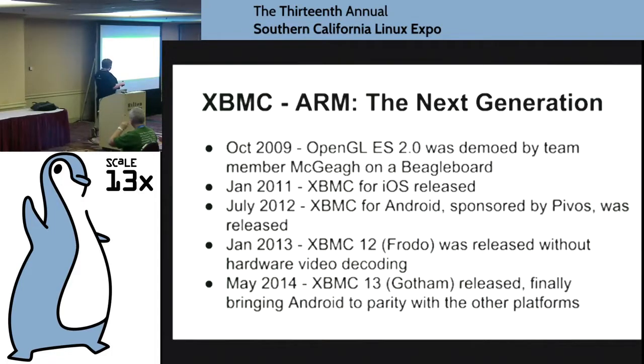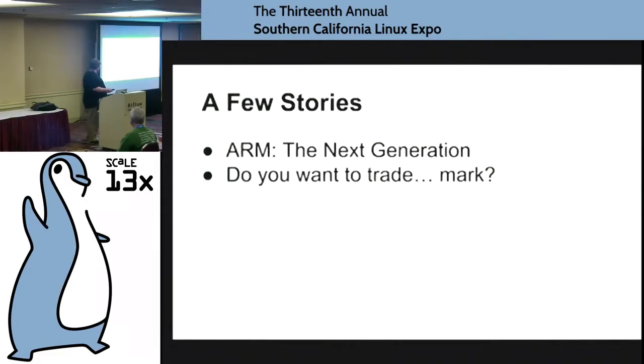In January 2013, XBMC 12 was released without hardware video decoding. And we'll get back to that in a second. And in May 2014, XBMC 13 was released, finally bringing Android to parity with all the rest of the platforms by bringing hardware video decoding into the mix. So that's XBMC for ARM.